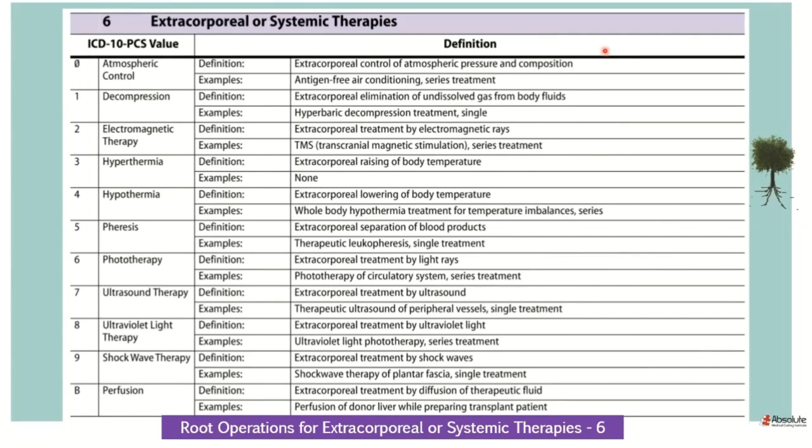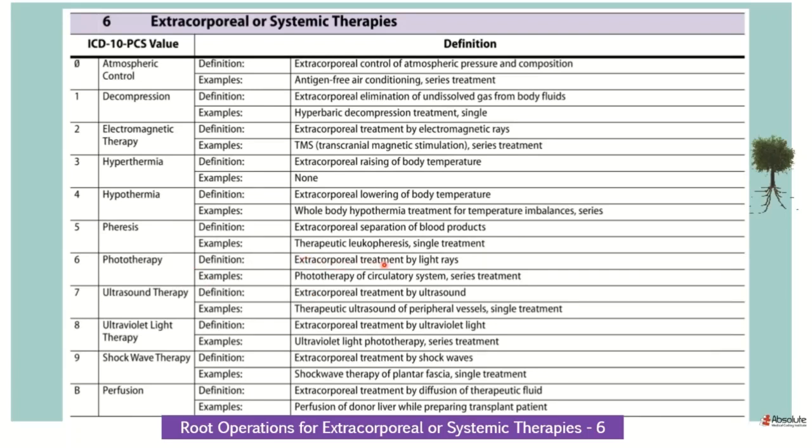System section 6. The root operation, atmospheric control. When we're speaking of atmospheric control, we're talking about extracorporeal control of atmospheric pressure and composition, like antigen-free air conditioning, series treatment. Decompression is extracorporeal elimination of undissolved gas from body fluids. Electromagnetic therapy is extracorporeal treatment by electromagnetic rays. Hyperthermia, extracorporeal raising of the body's temperature. Hypothermia, extracorporeal lowering of body temperature. Pheresis, extracorporeal separation of blood products.